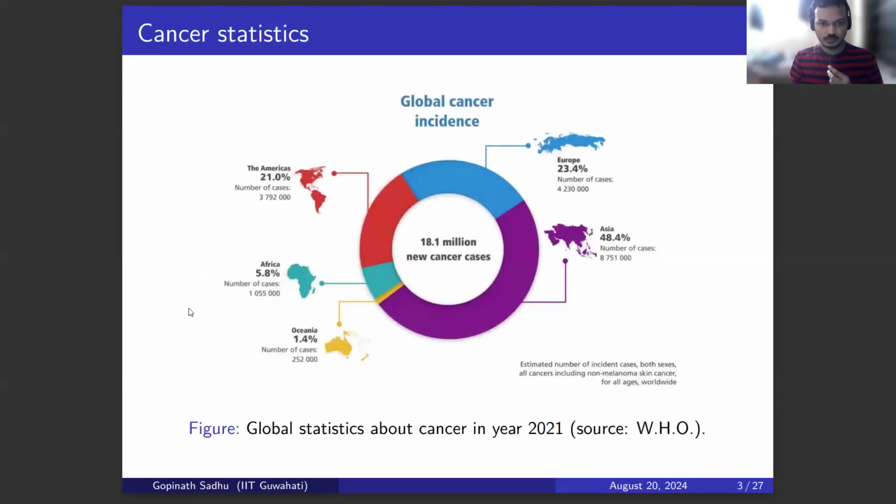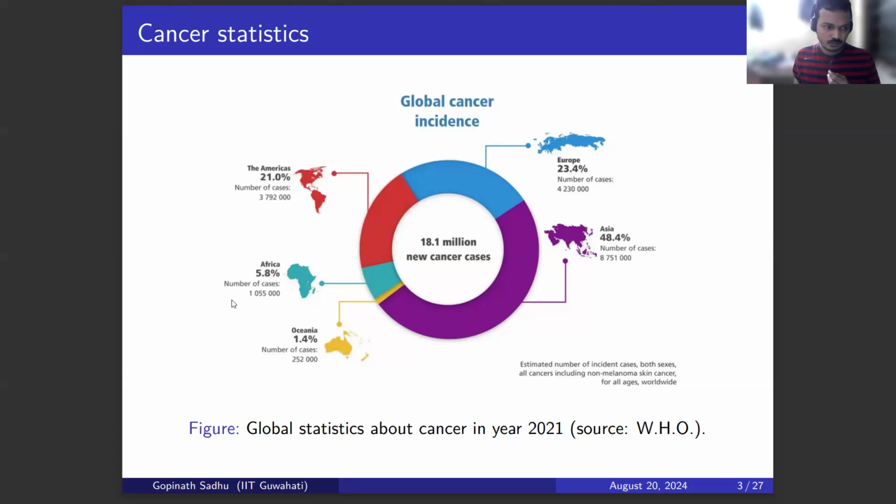From this slide, we can see that in 2021, 18.1 million new cases arose at the global level, and almost half of them come from Asia, 48.4%, and 23.4% from Europe, 21% from America, 5.8% from Africa, and 1.4% from Oceania. So cancer is a global threat to socioeconomic conditions, patients, families, and all those stuff.